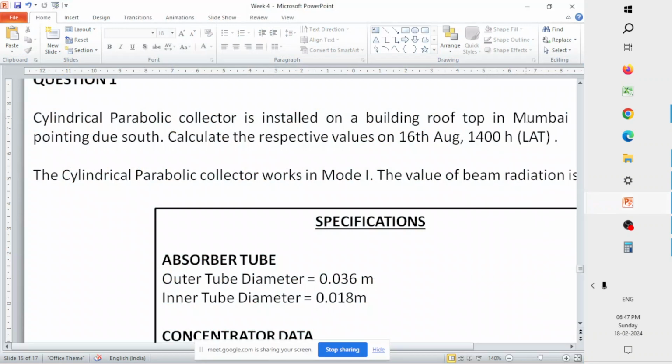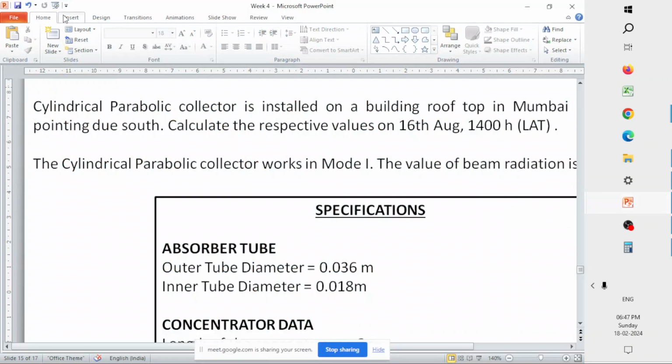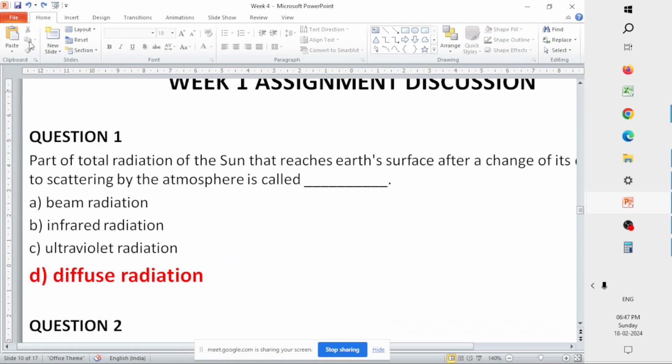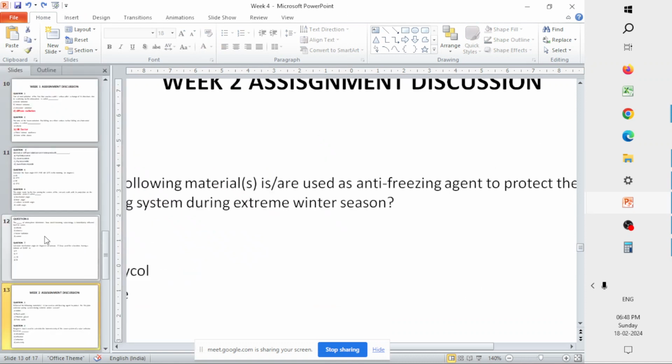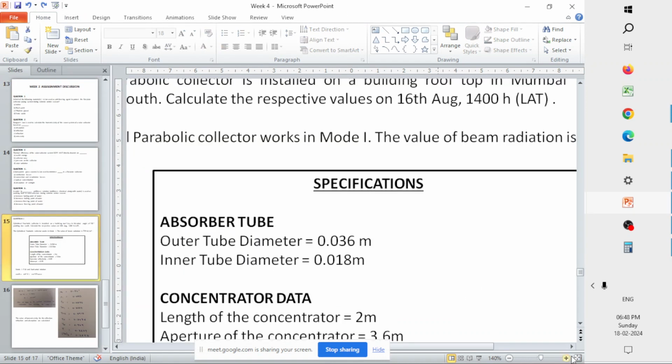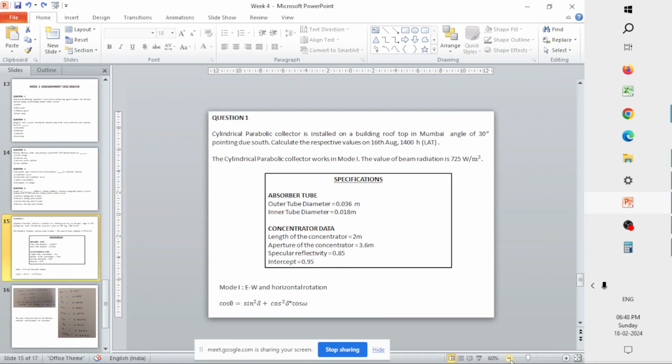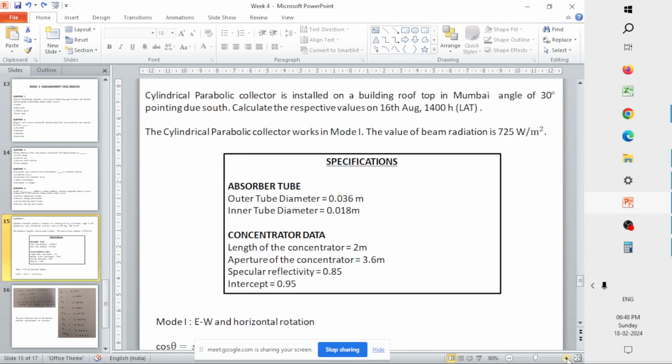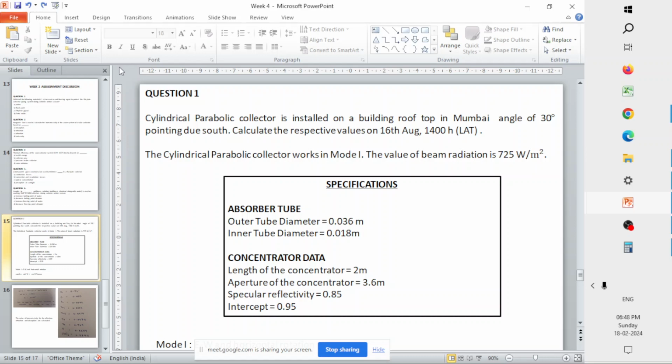So we will be dealing with similar questions. It's just that there are certain parameters which will be different. So let me zoom out so that the question is visible. I hope the question is visible now.